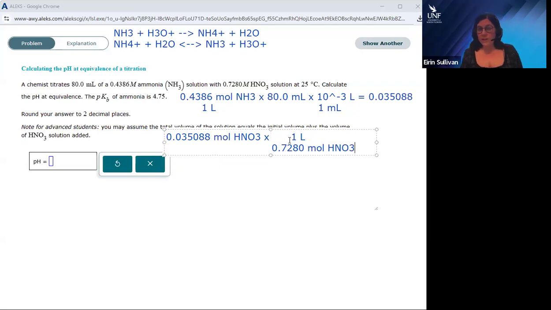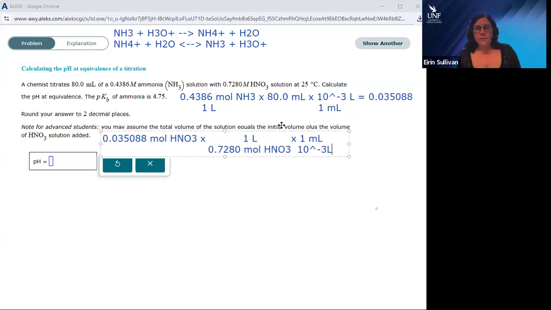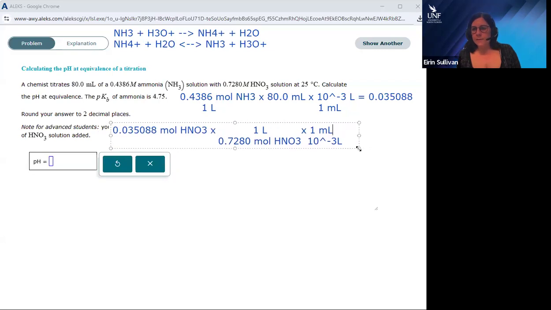So now I've calculated the volume in liters. I should have added an equivalence of my acid. I've just got to convert that to milliliters. So 1 milliliter is 10 to the minus 3 liters. So that's going to tell me that I have added about 48 and change milliliters.